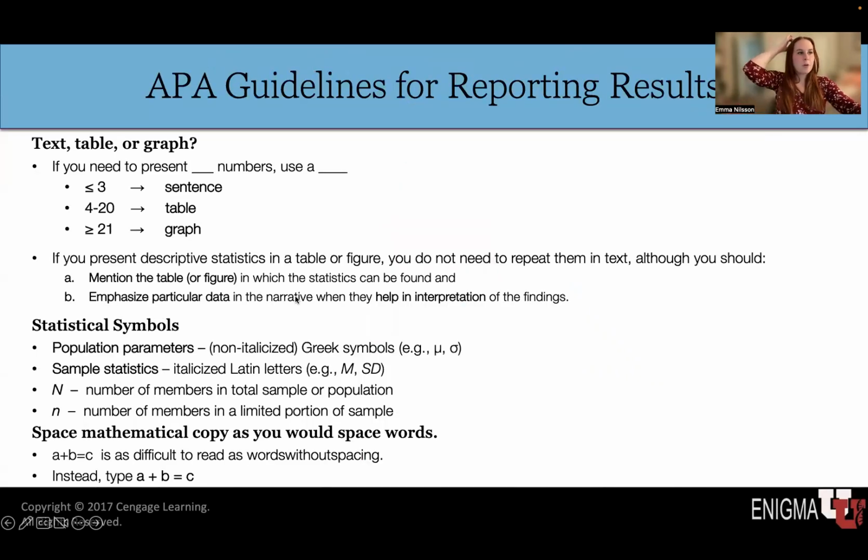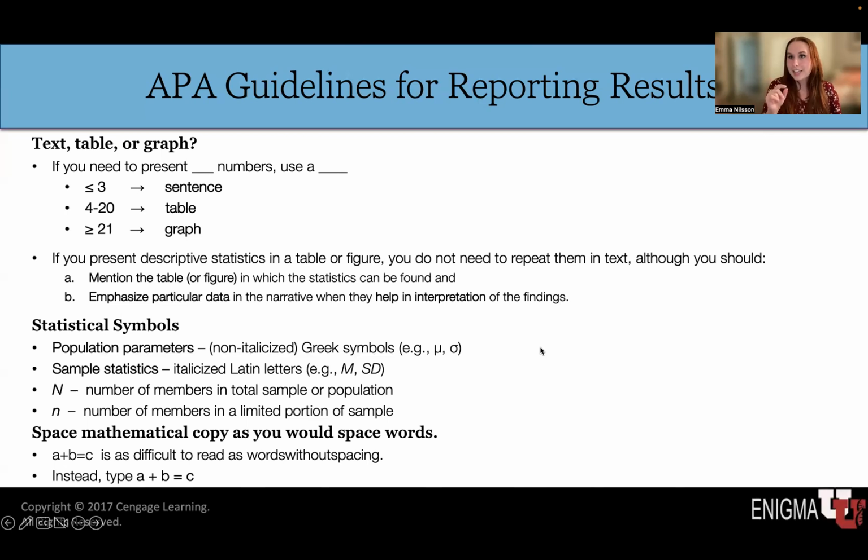Okay, now before we move on, let's look at some helpful information for reporting your results in the most effective way, reporting your descriptive statistics. In general, if you need to represent less than or equal to 3 statistical values, just use a sentence, put it right in your text. If you need to present between 4 and 20 numbers, use a table. More than 21, use a graph.